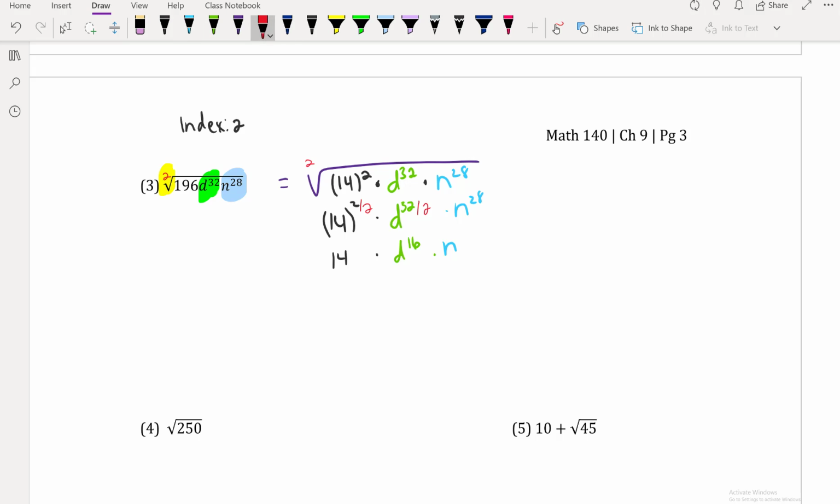So 28 being divided by 2. And that's going to give me a 14. So now I know that my final answer is 14 D, 16 N, 14. Okay.